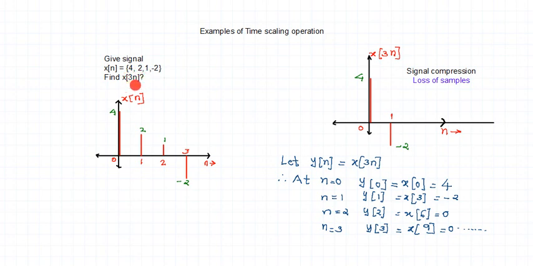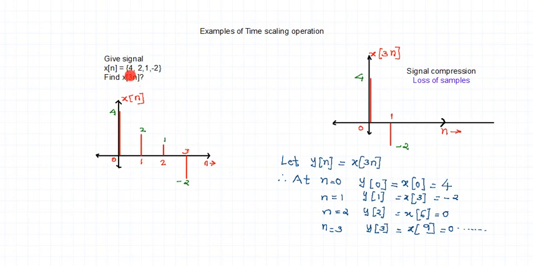Right? So let us understand how this signal is getting compressed. As we are doing it for the first time, I have to make you understand, so I have taken the support of mathematical analysis. We'll begin the same way. I'll say let y[n] be what we desire, x of 3n. So I'll say let y[n] be x of 3n. Right, now the samples are from 0 to 3.